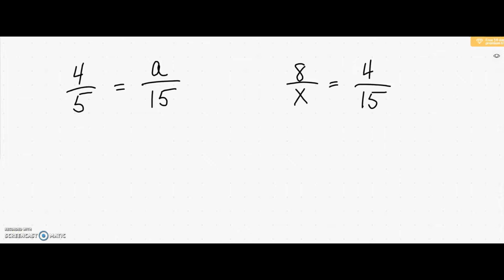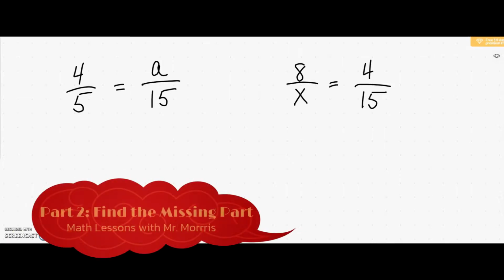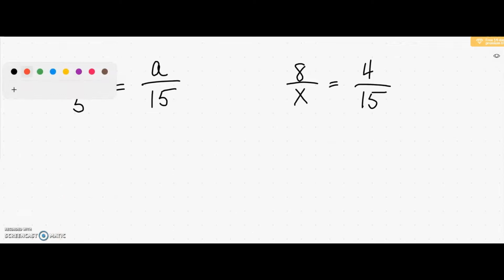Okay, sixth grade. For the second half of the video, now you've got two ratios. I put two problems up here, and what we have to do is find the missing part. We have to find out what is going to be our missing number for A and what is going to be our missing number for X.